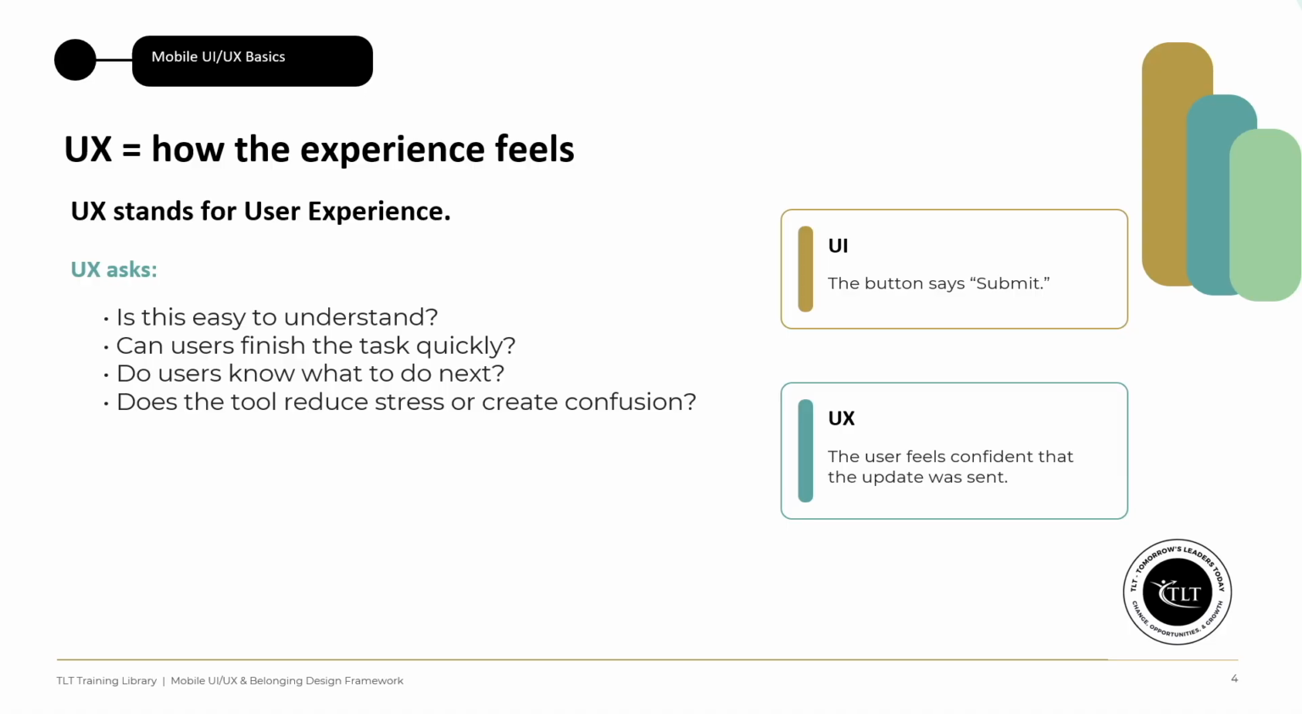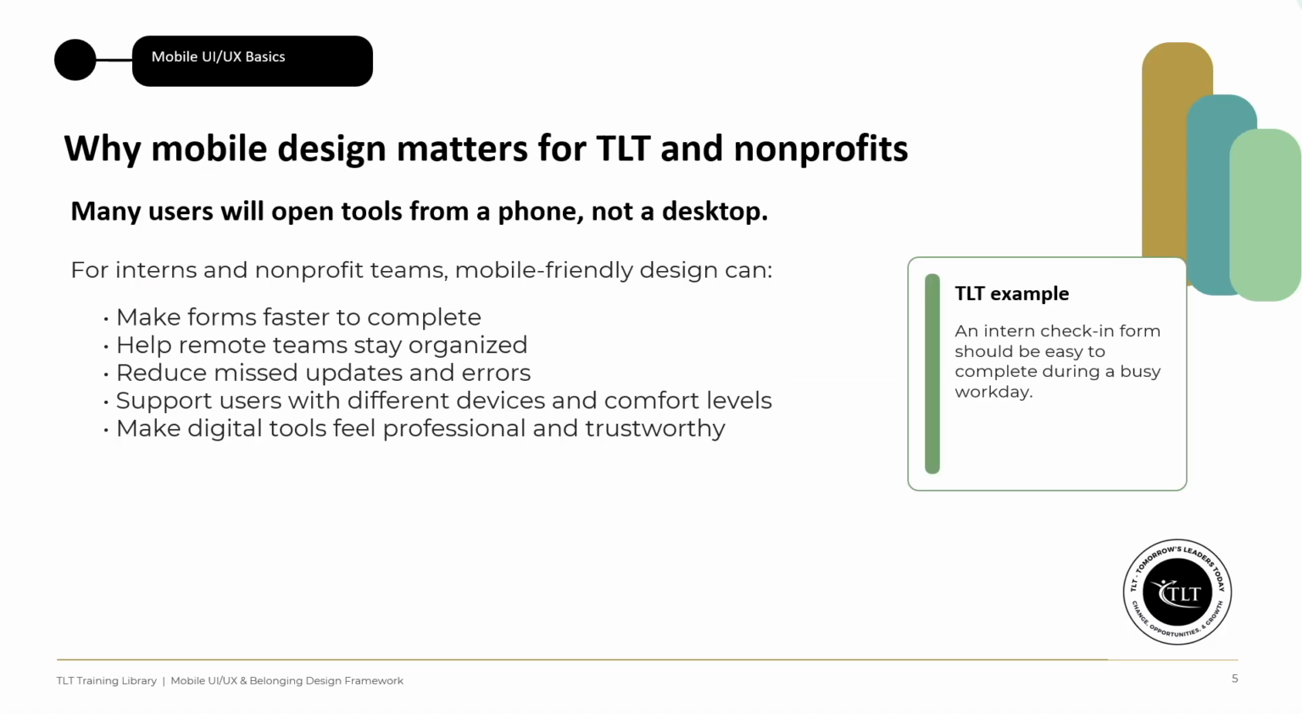A simple way to explain the difference is this. UI is the submit button. UX is whether the user feels sure that the form was actually submitted. For example, if a user clicks submit and nothing happens, that creates a bad experience. They may wonder if the form worked or if they need to submit it again. A better experience would include a confirmation message that says, your update was submitted successfully. So UX is not just about making something look nice, it's about making the entire process feel clear, useful, and supportive.